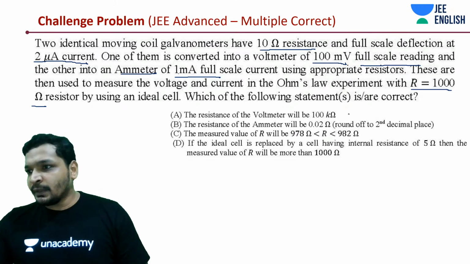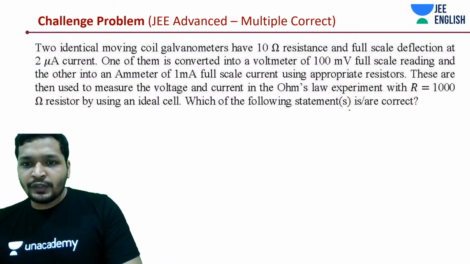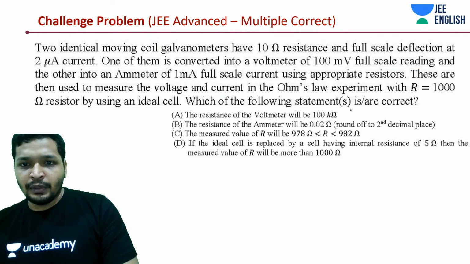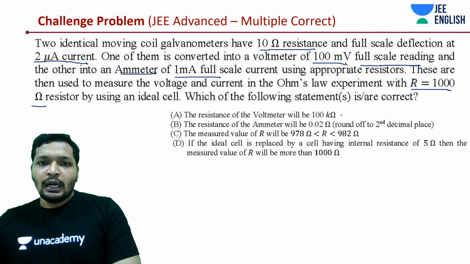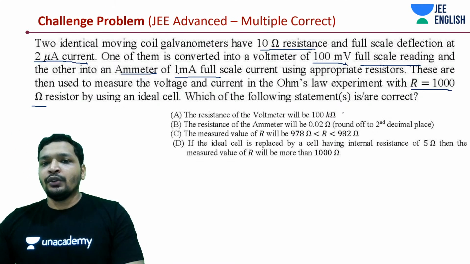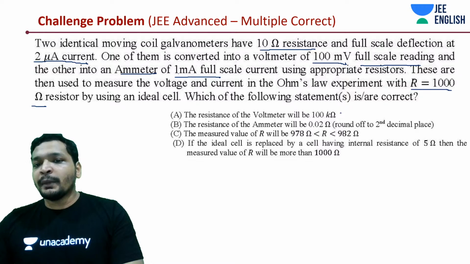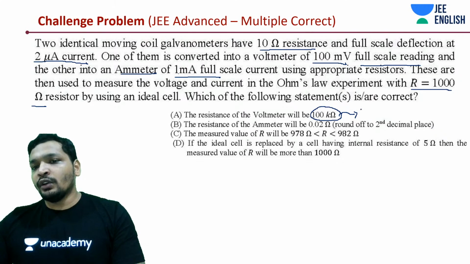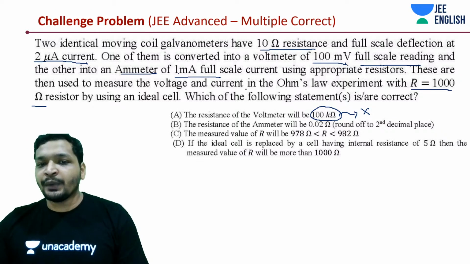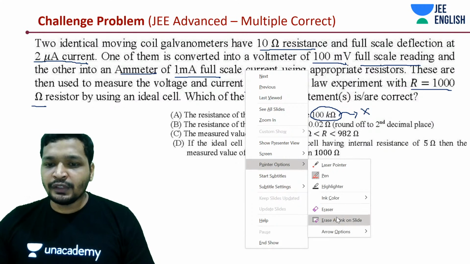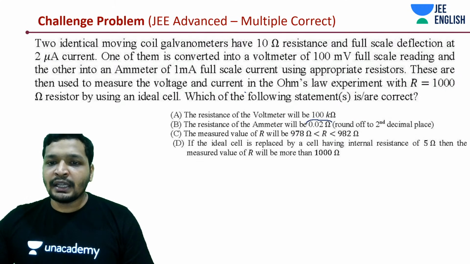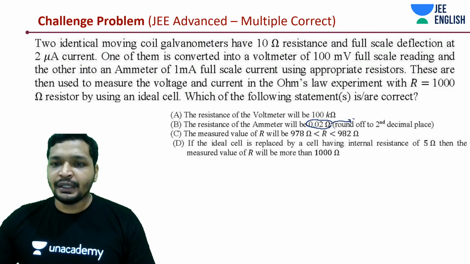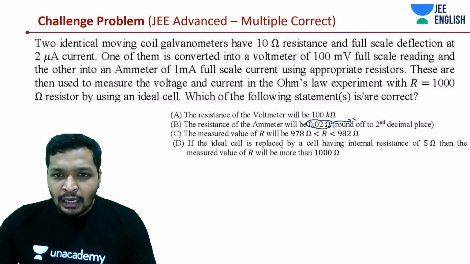Which of the following statements are correct? If this is not visible to you, I'll just pull up the options. I think this is visible. The first option says the resistance of the voltmeter would be 100 kilo ohms. So you need to analyze the resistance of the voltmeter, and then the resistance of the ammeter, because the second option is all about the resistance of the ammeter. And then what about the third one?